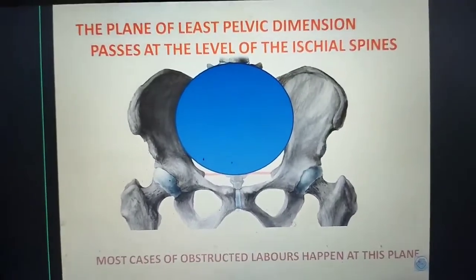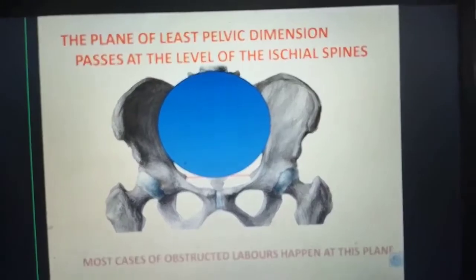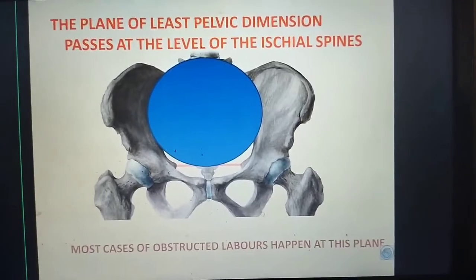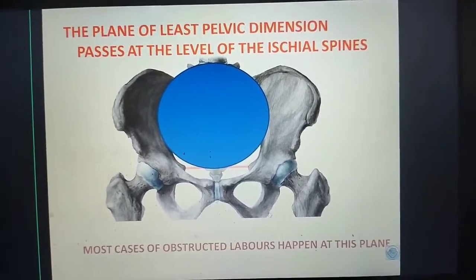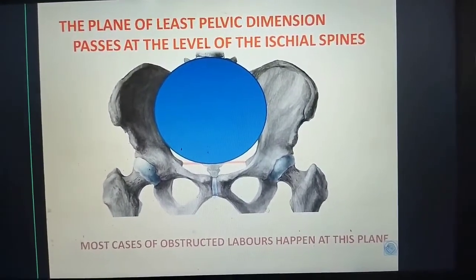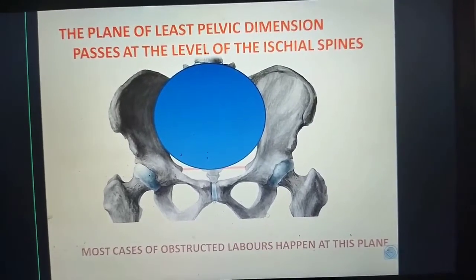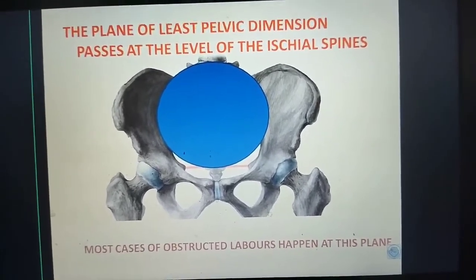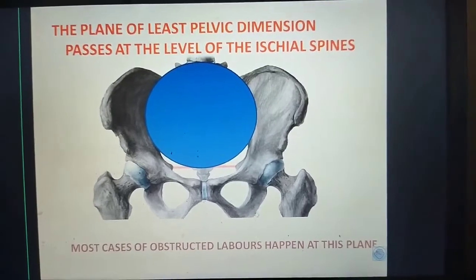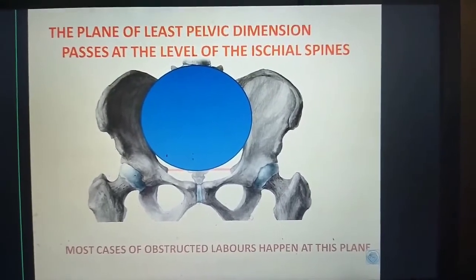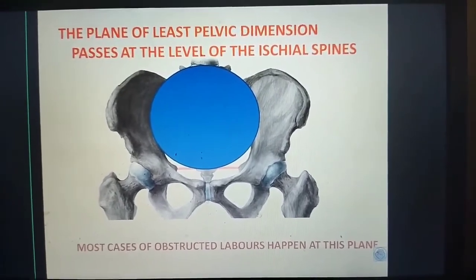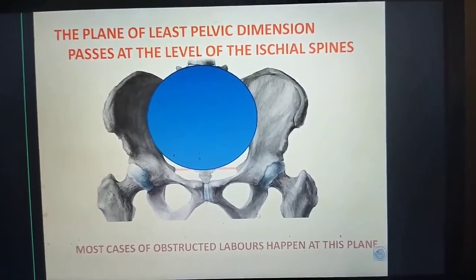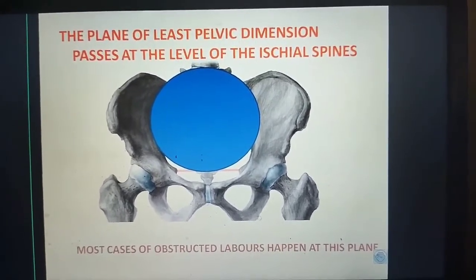Okay, so knowing the plane of least pelvic dimension is important, and here you will see that in the male pelvis the ischial spines are turned inwards, and in females they are slightly turned outwards. So the plane of least pelvic dimension is obviously much narrower in males than in females.